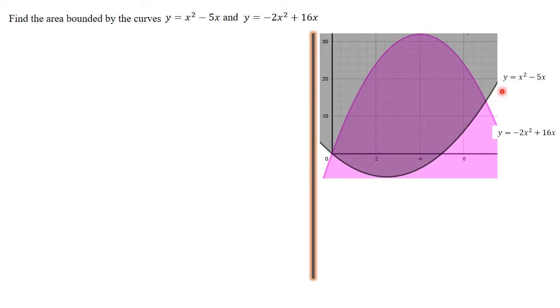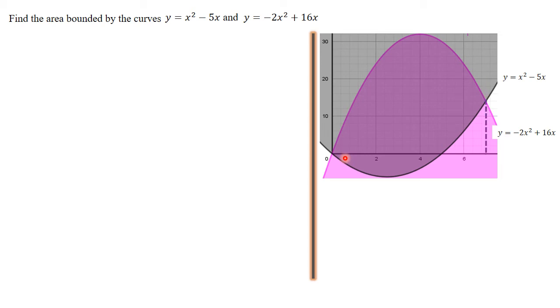I have labeled them. This is the curve y equals x squared minus 5x. This is the one, y equals minus 2x squared plus 16x. So the area bounded by the two curves is the one that's got a deep pink color. This color here, this area here. We have this area all the way up to where the two curves intersect, and then going up and to the origin again. To continue illustrating that further, I'm going to add more information on the graphs.